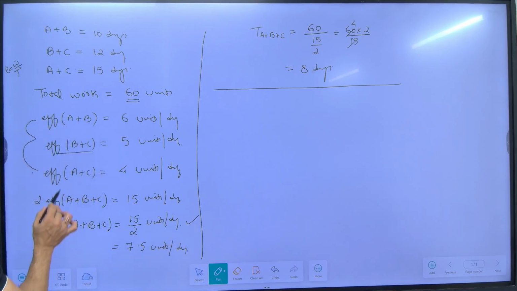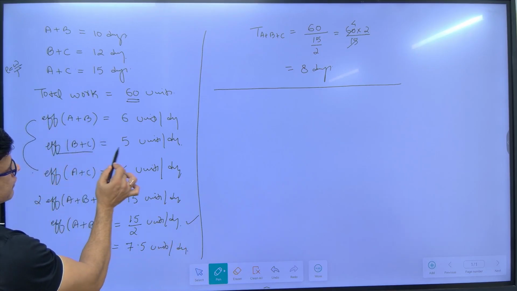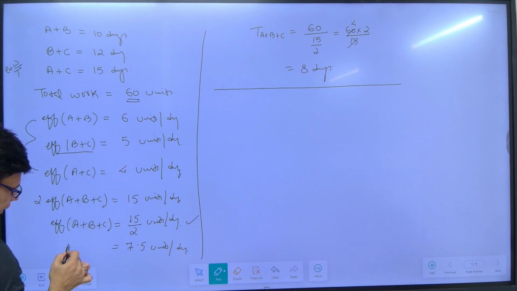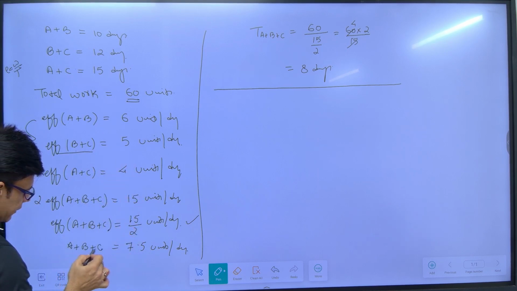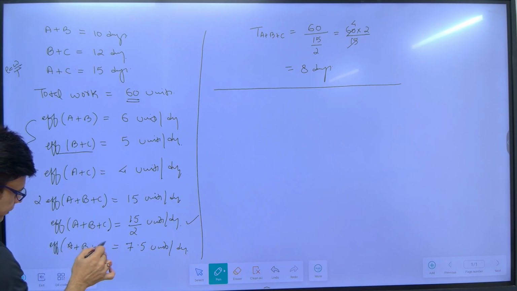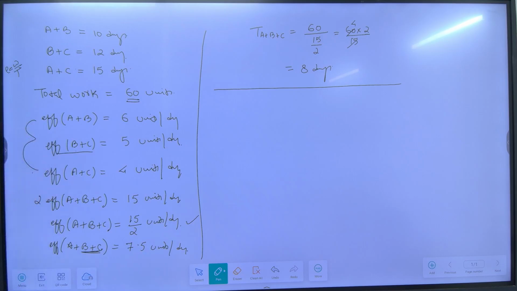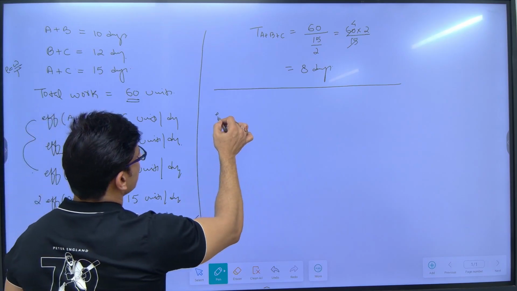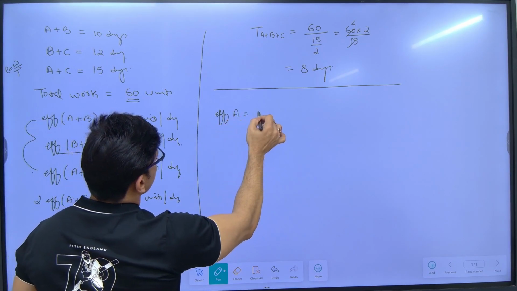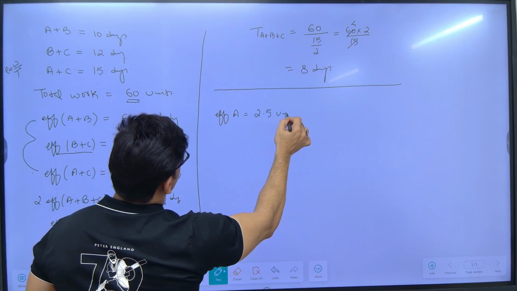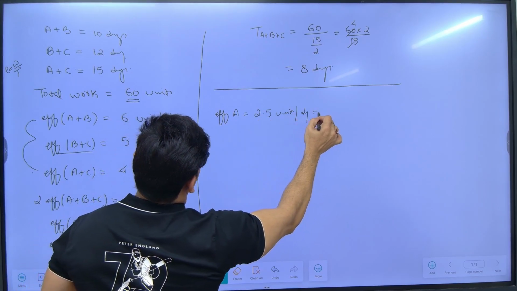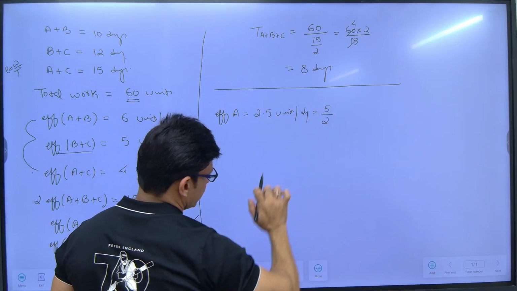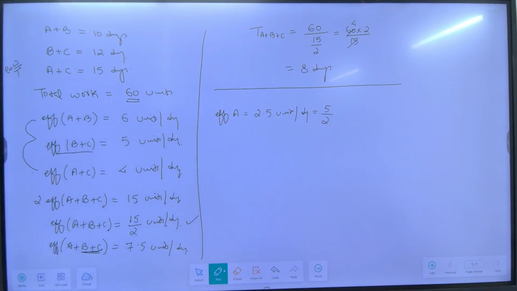B plus C is how much? 5. And A plus B plus C is how much? 7.5. Good. So in place of B plus C, if I put 5 and take it to the other side, we'll get the efficiency of A. So what is the efficiency of A? 2.5 units per day. 2.5 is nothing but 5 by 2 units per day also.